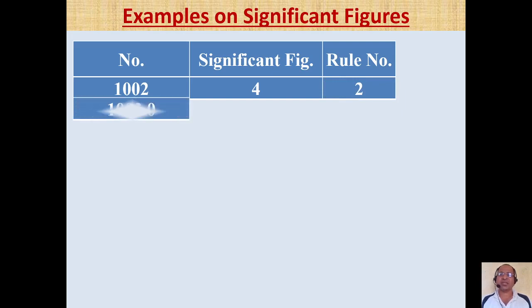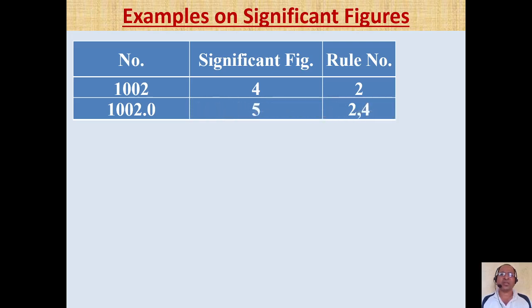Second example, it is 1002.0. So 3 zeros are there, the first 2 zeros are in between non-zero digits, so these are significant. Last 0, it is a terminal 0 with decimal, again it is significant, so this number has 5 significant figures. So we have applied 2 rules here, rule number 2 and rule number 4.